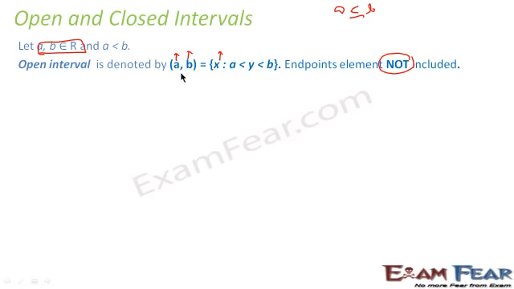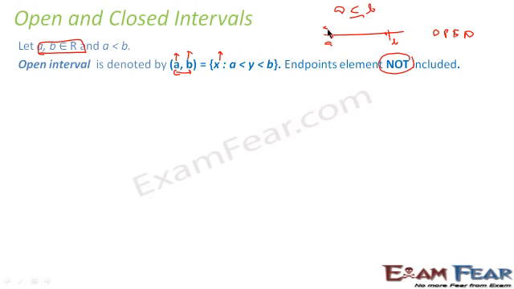Open interval is denoted by (A, B) with normal brackets. In this case, the endpoints, that is A and B, are not included. Any number between A and B. So for example, on a number line, A is here and B is here because A is less than B. Any number starting from this point to this point, not including A and B. This is an open interval.